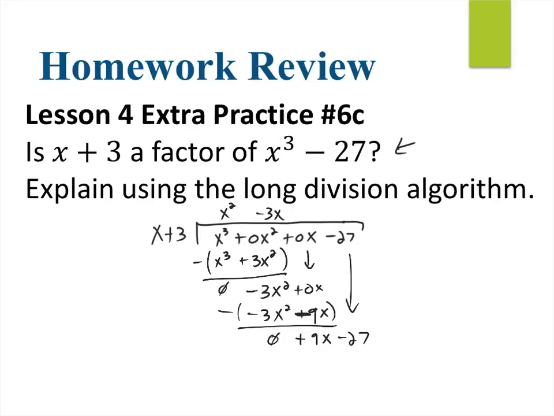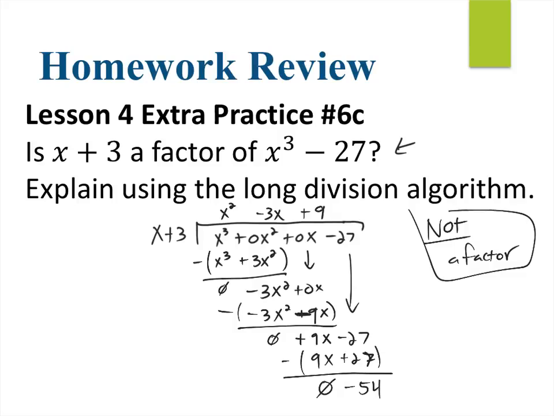And we find that that's got to be a 9, right? Because 9 times x is 9x. 9 times 3 is positive 27. Uh-oh. When we go to subtract this, this goes away, but this actually becomes really big. Negative 54. Uh-oh. So it turns out that this is not a factor, because the division doesn't come out nice.